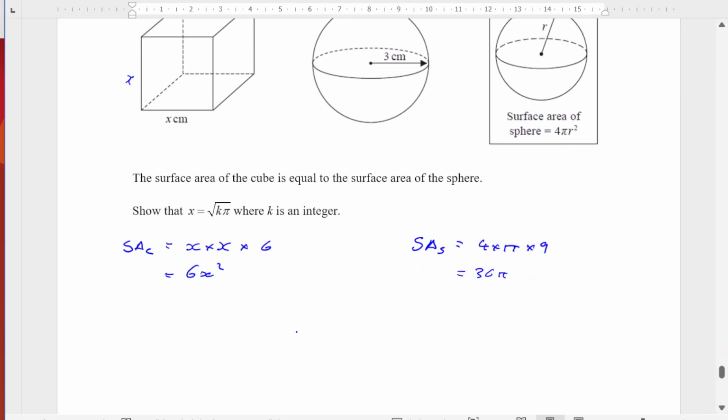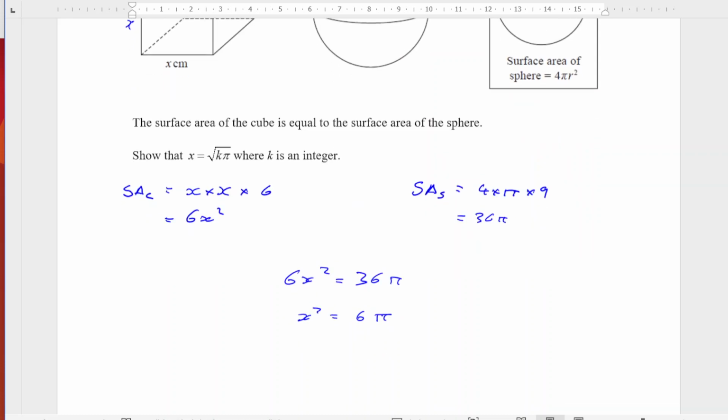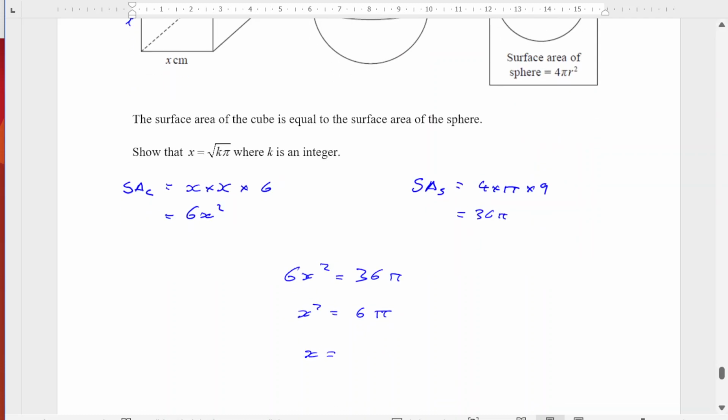So I'm going to say that 6x squared is going to be equal to 36 pi. I'm going to divide both sides by 6. So x squared is going to be equal to 6 pi. And then square root both sides. x is going to be equal to the square root of 6 pi, which is what we were asked to show, and the value of k being 6.